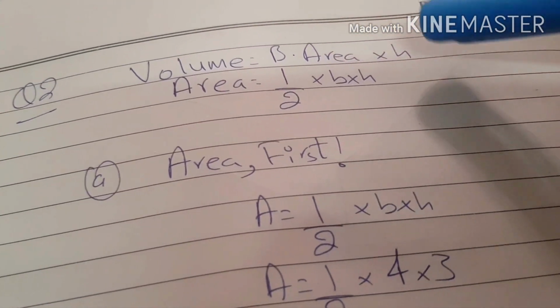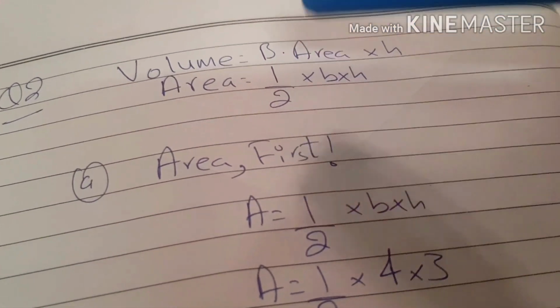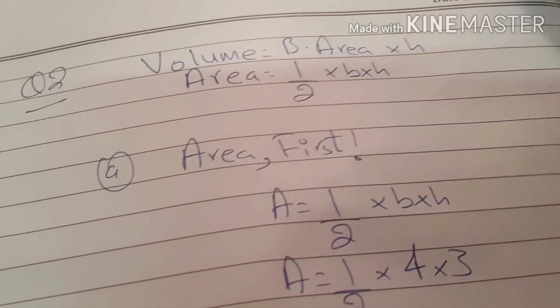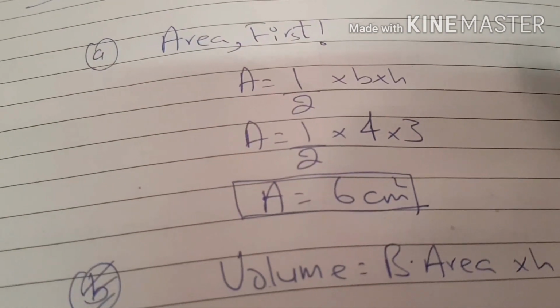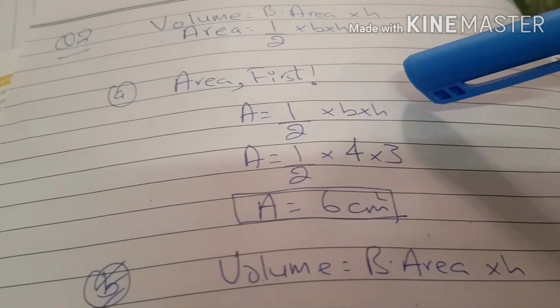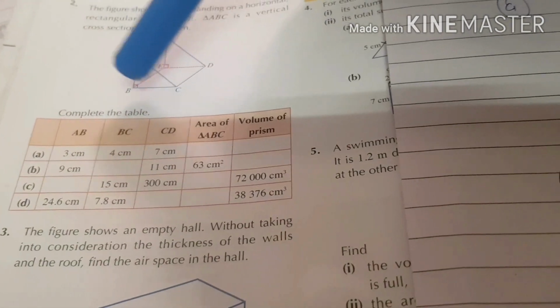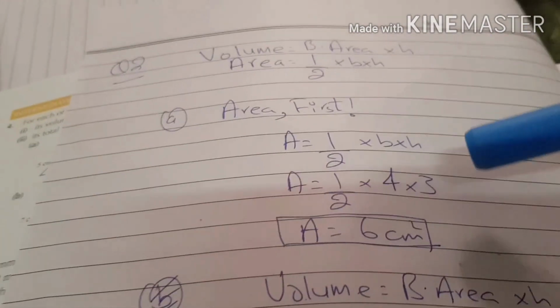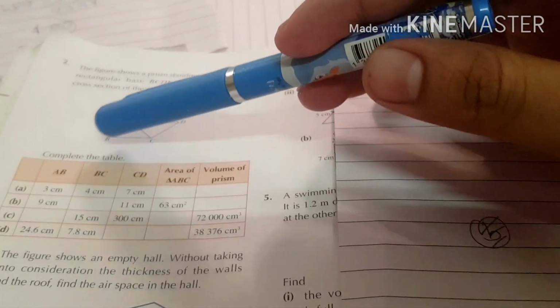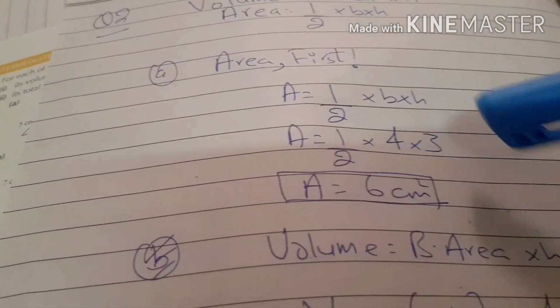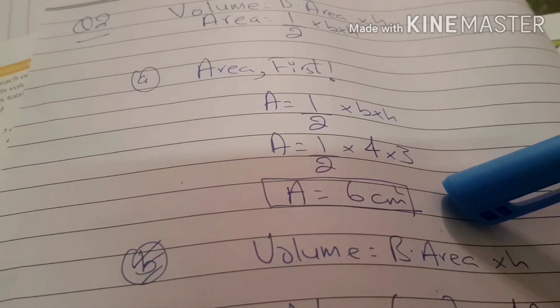The formula says volume equals base area into height. In our case, the base area is the simple area of a triangle, which is half into base into height. So we are finding the area first. The base is BC, 4, and the height is AB, 3. Half into base into height, we use the formula, we got 6. Now 6 is the area of this triangle.